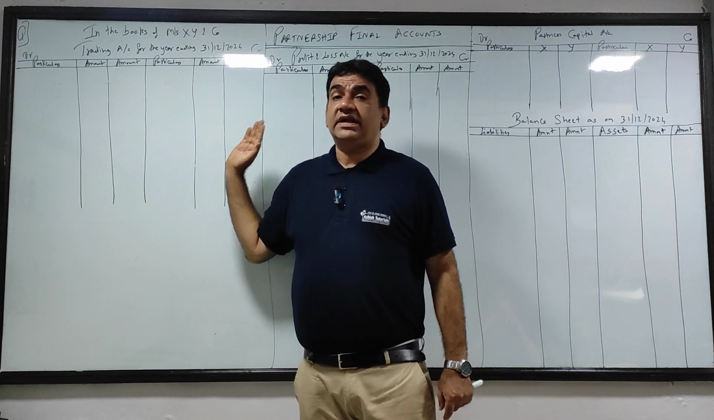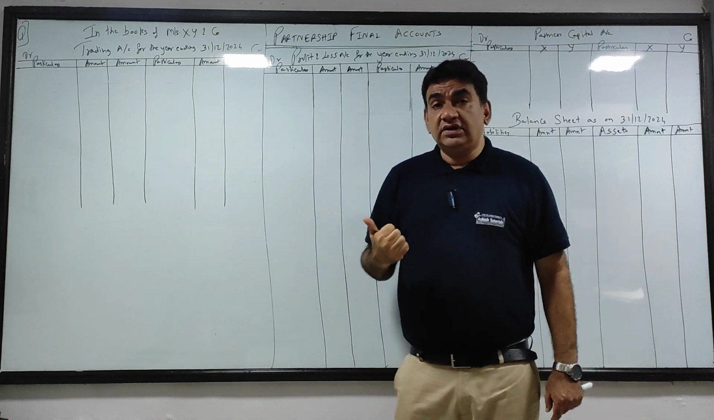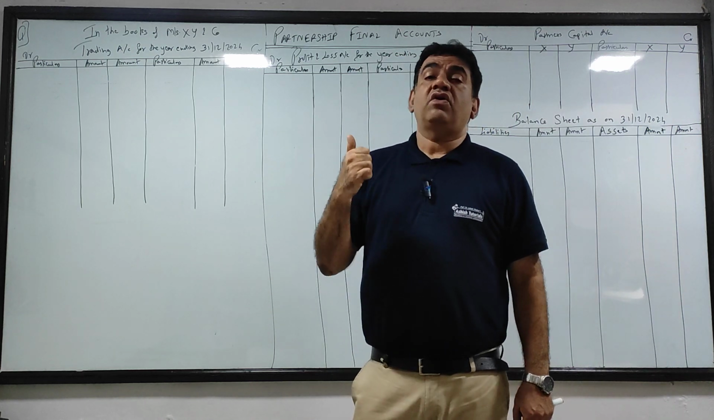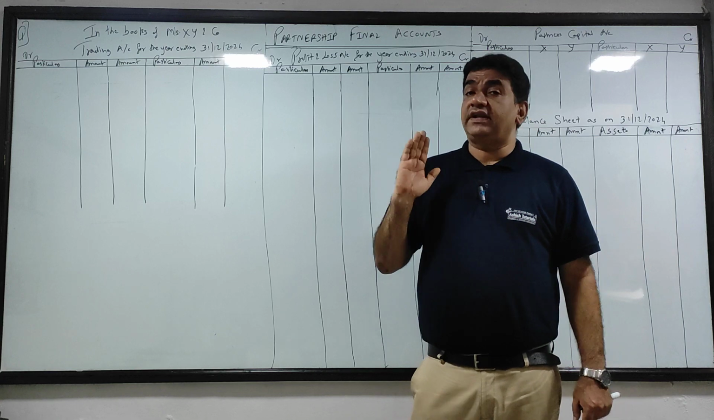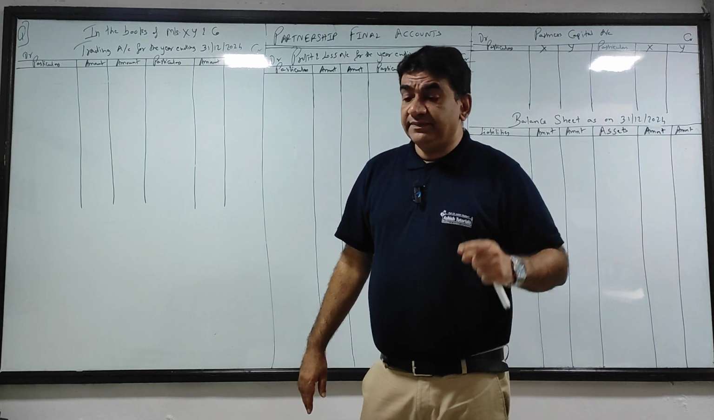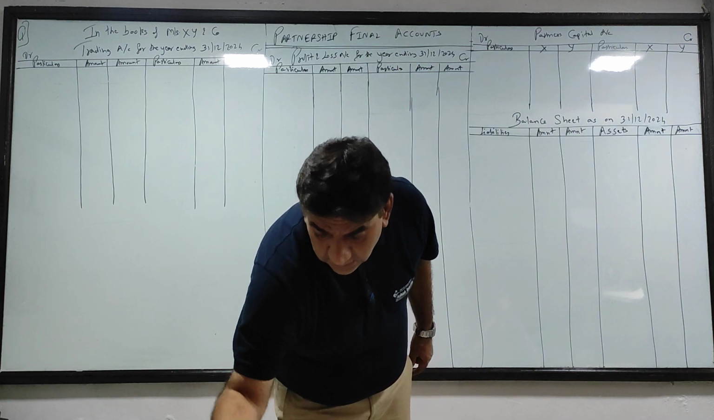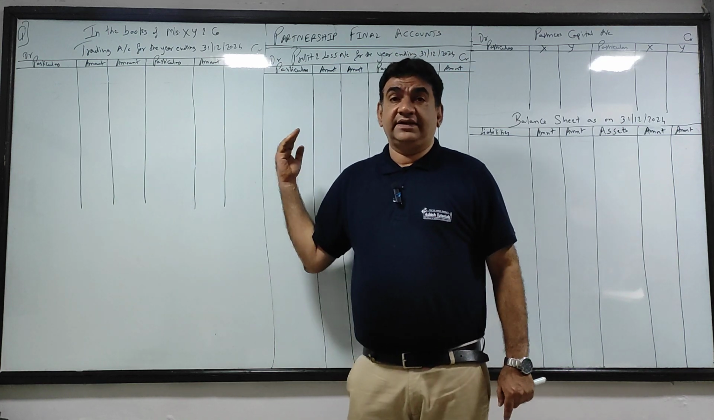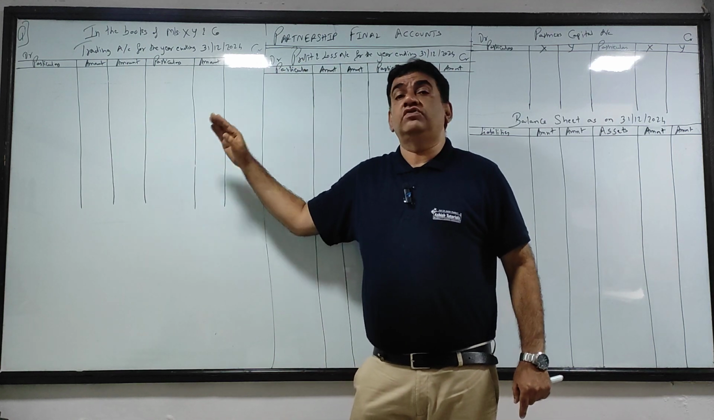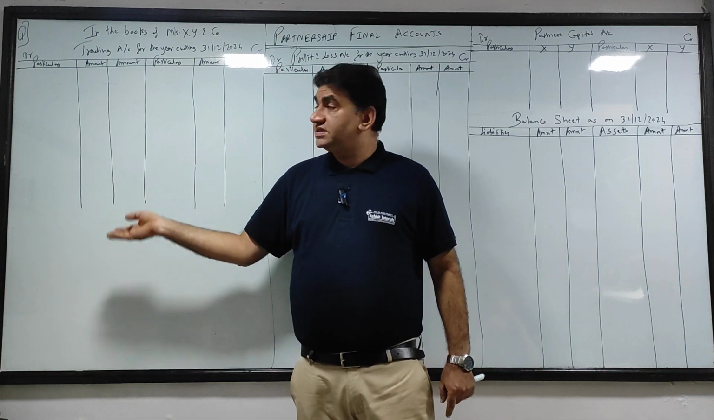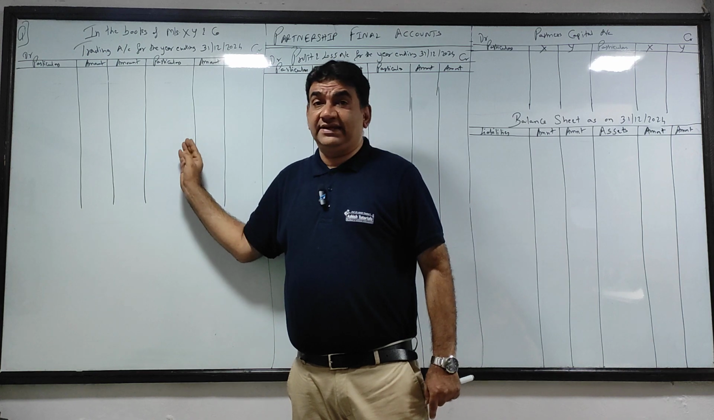Now, what type of transactions come in trading account? As I had mentioned earlier also, whenever you hear the word goods, always think of trading account. If goods come in, you will debit trading account. If goods go out, you will credit. So purchases, goods come in, we debit. Sales, goods go out, we credit.